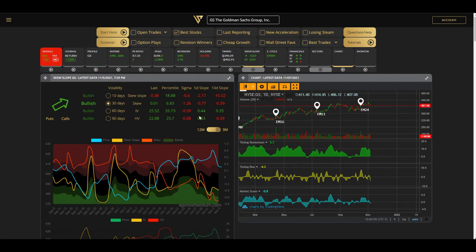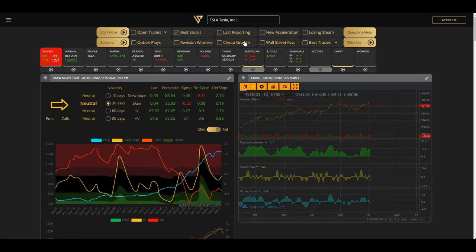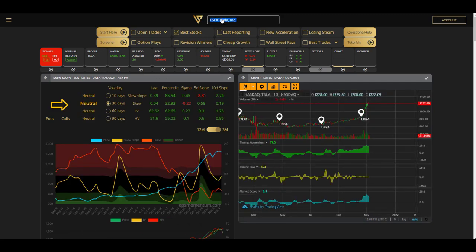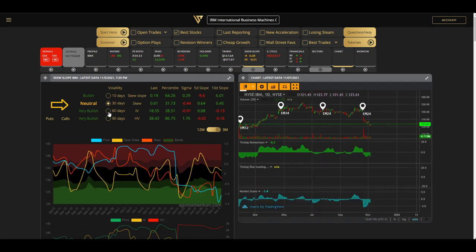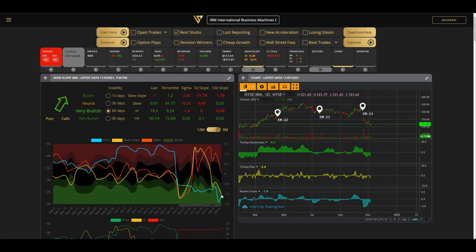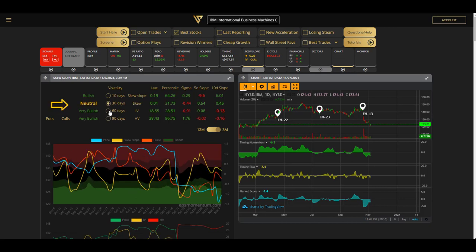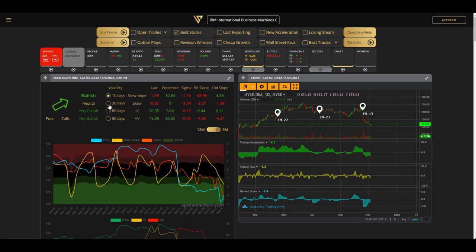Okay? So I hope it's useful, and you can see immediately bullish, or very bullish. And if you pull up any stock, like Tesla, you would know if it's neutral or bullish or bearish, or IBM, very bullish at some point or not, right? So IBM here is in very bullish territory, right? Skew is going down. It's actually neutral on the 30-day. On the 10-day it's bullish and neutral.